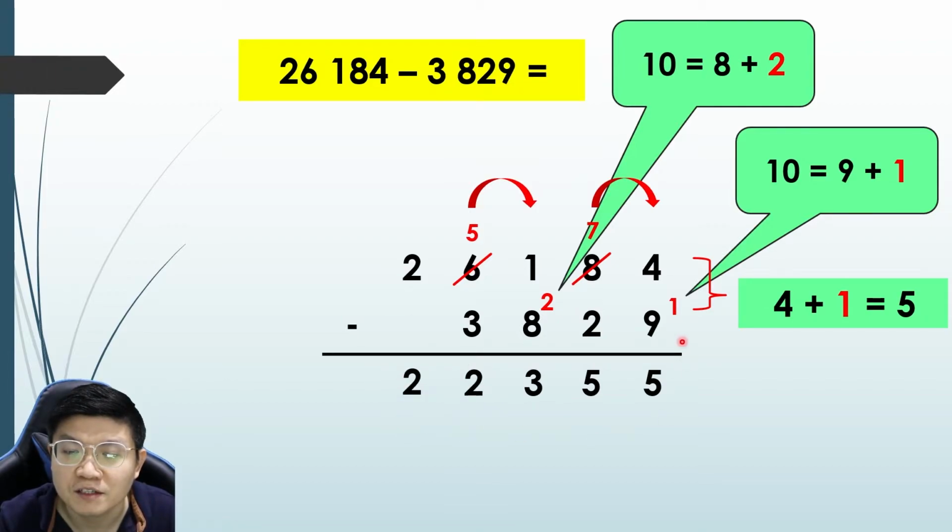So actually the friends of 10 is the tip here. You look for the friends of 10. For example, this one is 9, you look for 1. For example, this is 8, you look for 2. The borrowing technique is still going on, just that you are not going to add 10. Here, you are not doing regrouping. Instead, you are finding the friends of 10 and then you start to minus.